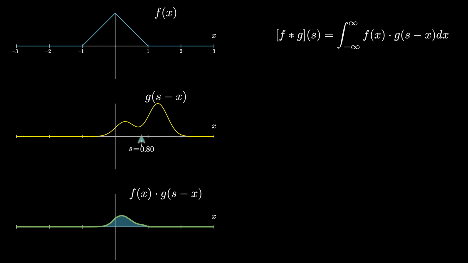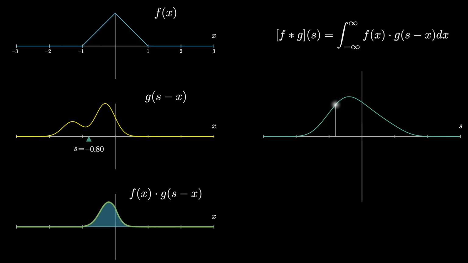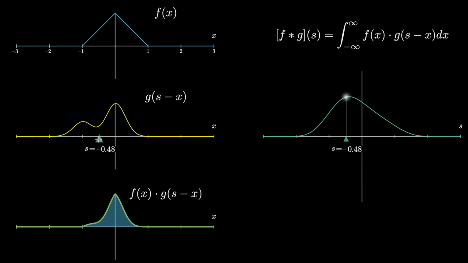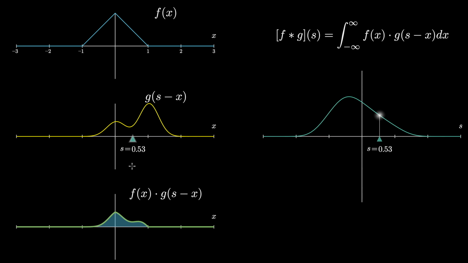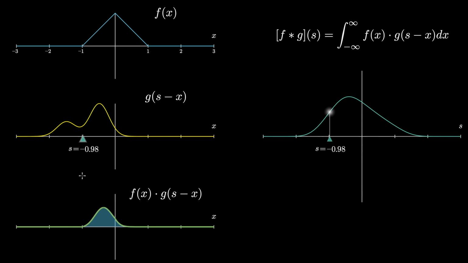Keep in mind, for all three graphs on the left, the input is x, and the number s is just a parameter. But for the final graph on the right, for the resulting convolution itself, this number s is the input to that function, and the corresponding output is whatever the area of the lower left graph is, whatever the integral between this combination of f and g turns out to be.